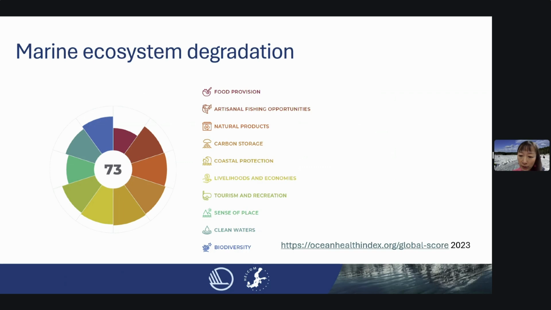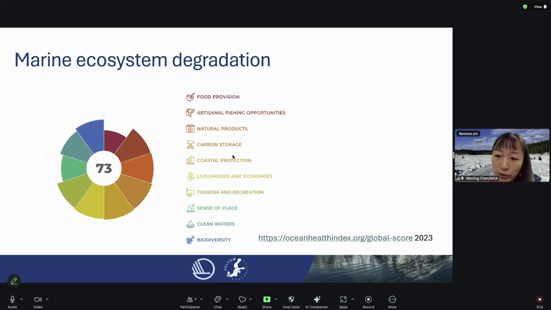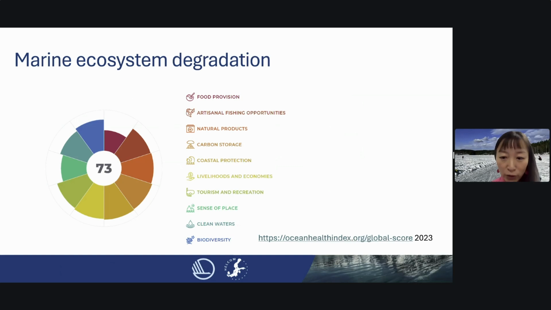This year, we know the Ocean Health Index, which shows whether the ocean is healthy enough to provide us important ecosystem services and to provide benefits to people. And the 2023 Ocean Health Index is only 73 out of 100, which shows that the ocean actually is not healthy enough to provide the ecosystem services and the benefits to human beings.